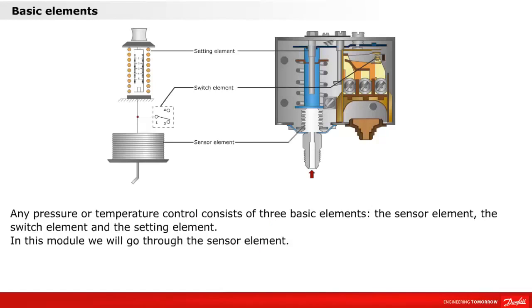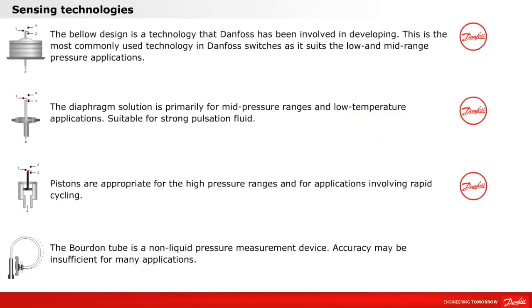Any pressure or temperature control consists of three basic elements: the sensor element, the switch element, and the setting element. In this module, we will go through the sensor element.